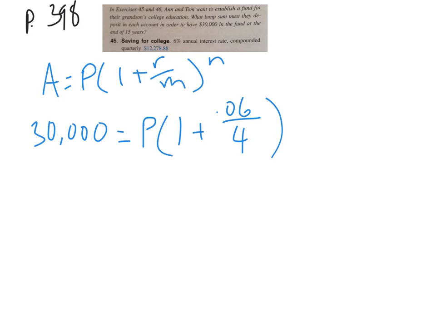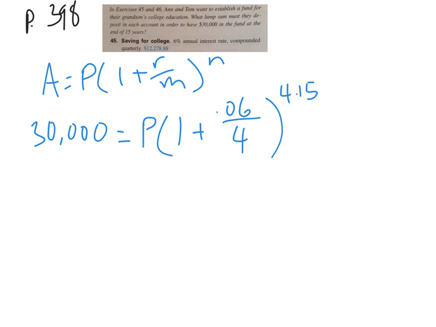And then lastly, our N is the number of compounding periods. That means if we're compounding 4 times a year for 15 years, N is going to be 4 times 15. It's essentially how many quarters there are in 15 years. So just so it's clear, I'll put the 4 times 15. That's 4 times 15, not 4.15 by the way.